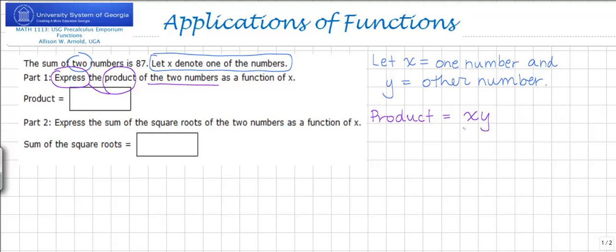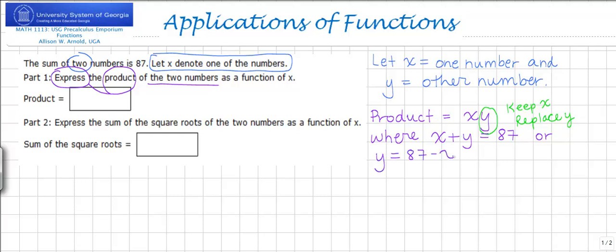In order to have the product be dependent upon only x, we will need to find a way to replace y. And that means that we're going to have to reread the problem. So we're going to keep x in the formula, and we're going to look for a way to replace y. So I'll read my problem again. And I notice that it says the sum of the two numbers is 87. So x plus y equals 87, which means that y itself is the same as 87 minus x.